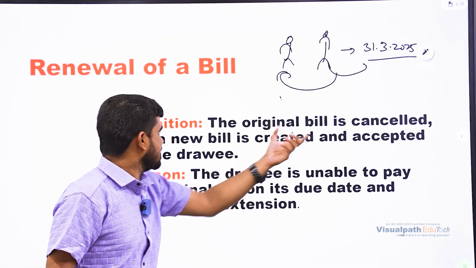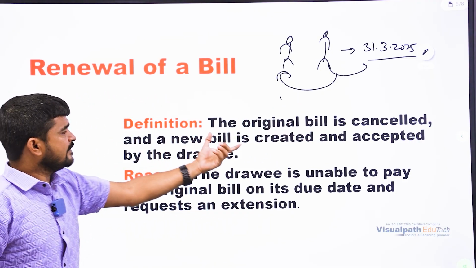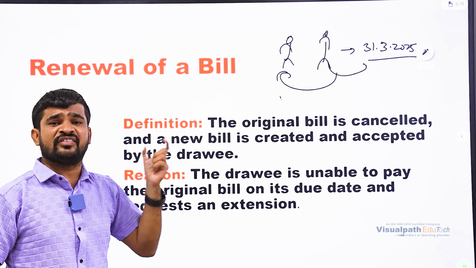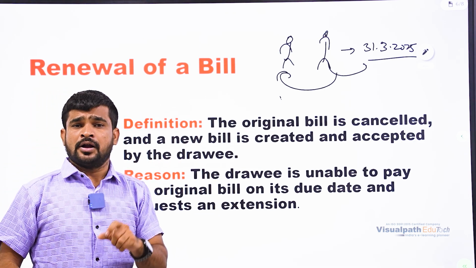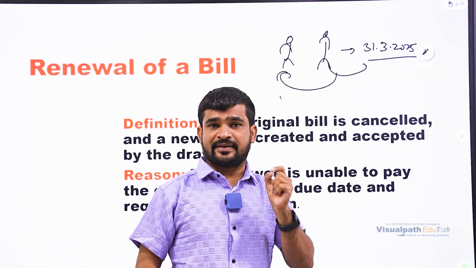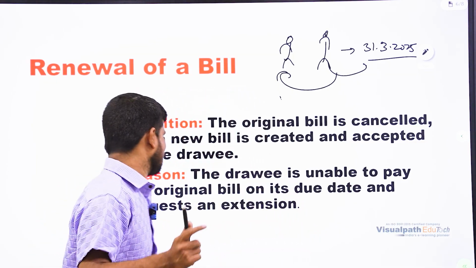And the original bill is cancelled, and the new bill will be created and accepted by the drawee. And this will happen whenever the request is made by the drawee and the request is accepted by the drawer. In this situation, renewal of bill is possible.